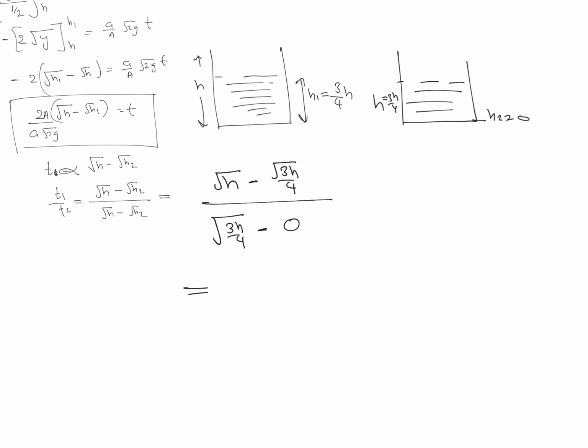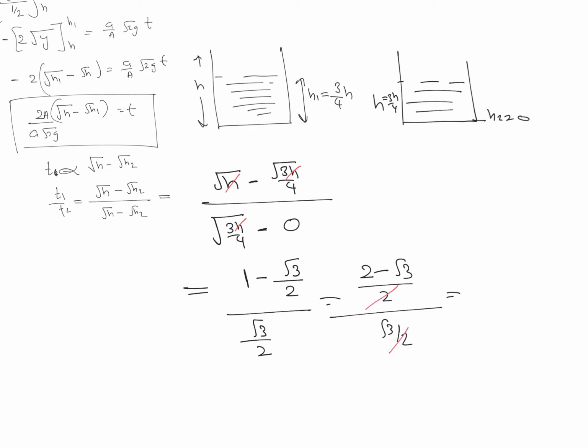So if you are going to cancel the value of root h, we can cancel this root h, this root h, this root h over here. The remaining thing is 1 minus root 3 divided by root of 4, which we can take as 2 divided by, this can be written as nothing but root 3 divided by 2. Now if I am taking this 2 as LCM, it is going to be 2 minus root 3 divided by 2, the whole divided by root 3 by 2. So this 2 and this 2 get cancelled, so we can write the answer as 2 minus root 3 divided by root 3. So that will be the value of the ratio t1 divided by t2.